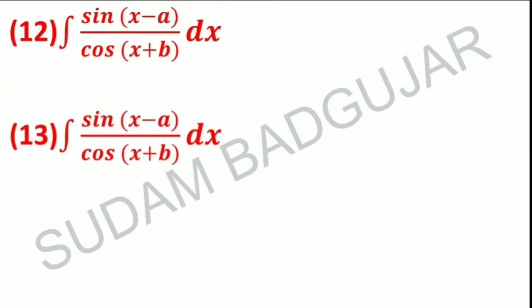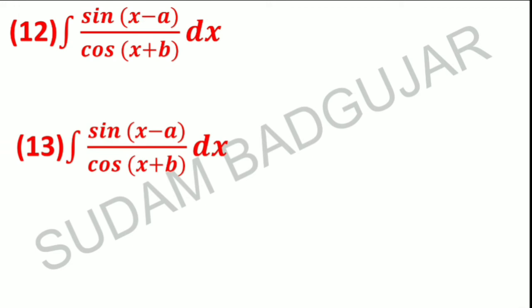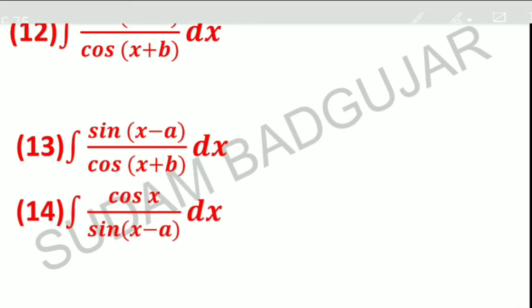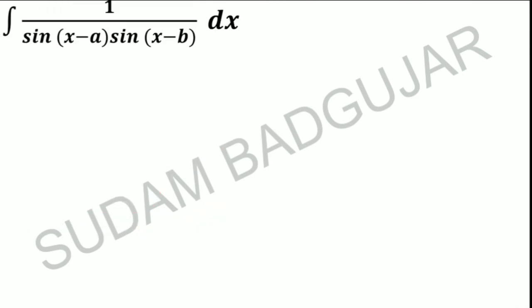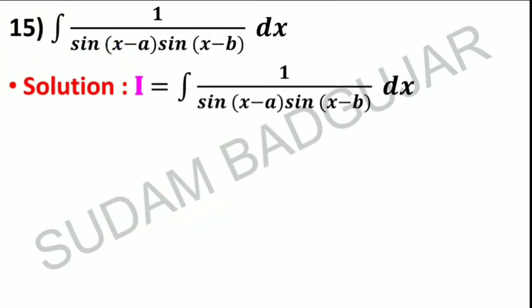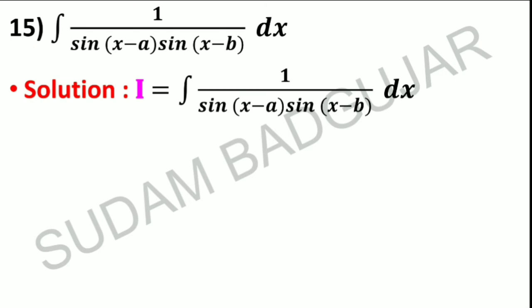Here you have to adjust the numerator angle in terms of the denominator, that is, add and subtract b here. For 13, add and subtract b again. It is a similar type. See, these both are similar, so you have to cancel it. Okay, cos x upon this one, you just have to subtract a and add a at the numerator angle. Now this one is a different type, but it's the same one.